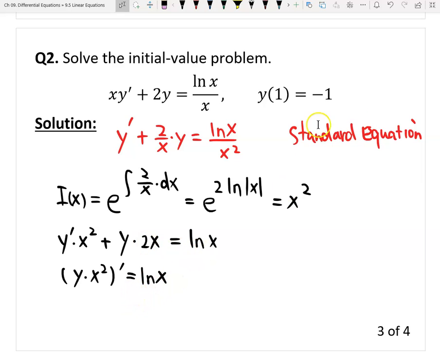Now the fourth step: integrate both sides. So what do we get? We will get this. Integrate the left, we get y times x squared, and integrate the right, which is the integral of ln x dx. Do you know how to do this? We know how to evaluate it. We learned that before, and this is the basic type of integration by parts, right? Let me write it out a little bit. We can use integration by parts.